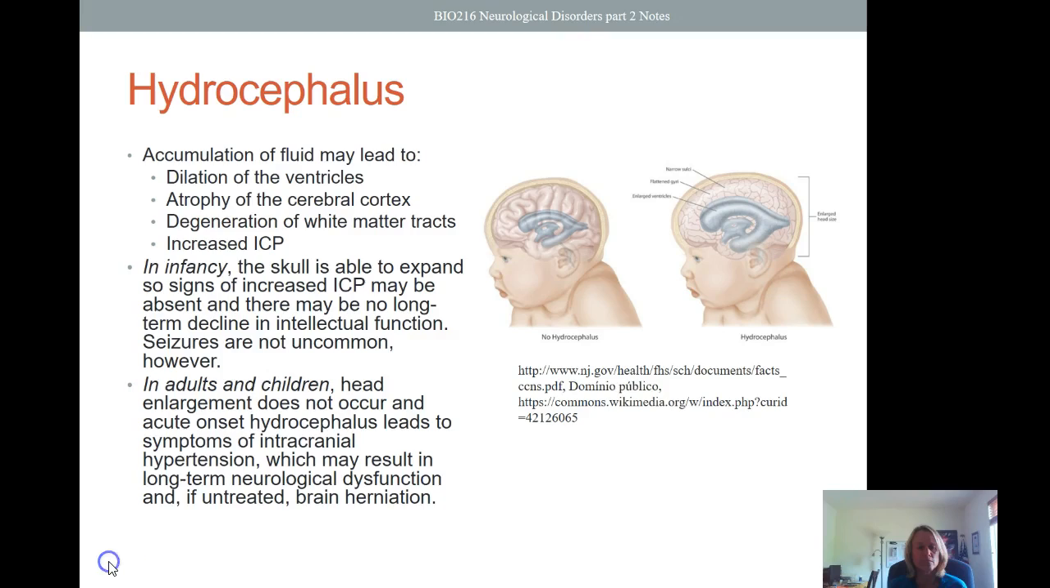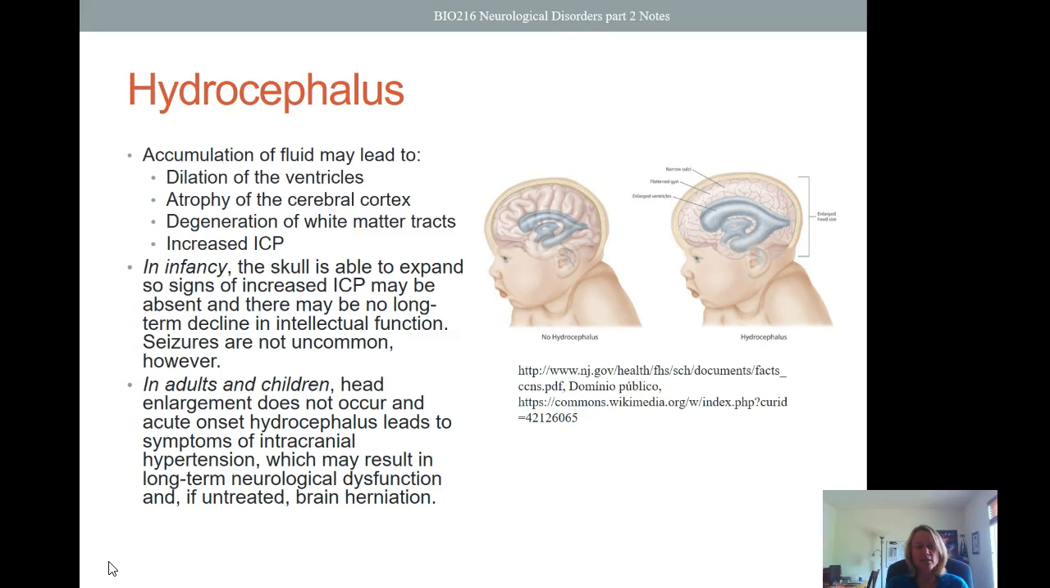in children. This accumulation of fluid may lead to dilation of the ventricles, atrophy of the cerebral cortex due to that pressure of all that fluid in the ventricles pressing on the brain tissue. It can also lead to degeneration of white matter tracts and an increase in intracranial pressure.